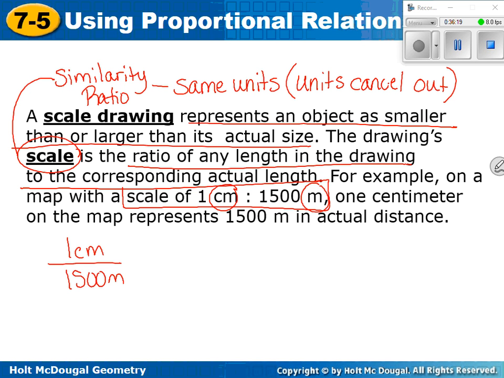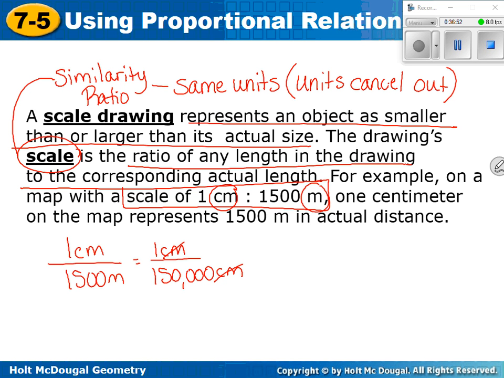Okay, how many centimeters are in a meter? 100. So we would change meters to centimeters. So we would have 1 centimeter over, what is 1,500 times 100? 150,000. And it would be in centimeters. What's going to happen to the centimeters? They cancel. So our similarity ratio is not 1 to 1,500. Our similarity ratio is 1 to 150,000.